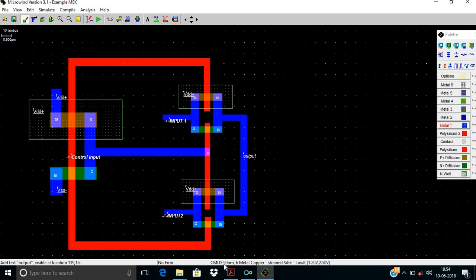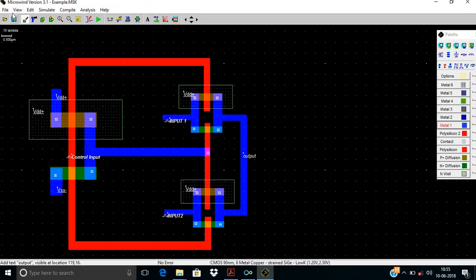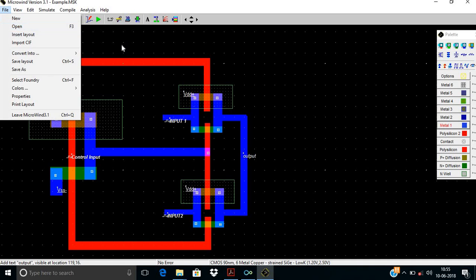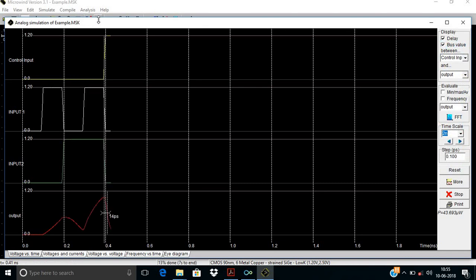Okay, completed. You can see we have completed. We have connected the input 1, input 2. We have connected the control input, output of control input, and we have verified the output. Save this design. Okay, and then we can run.